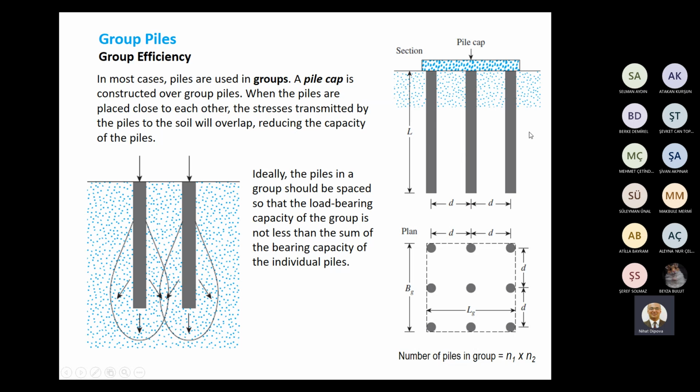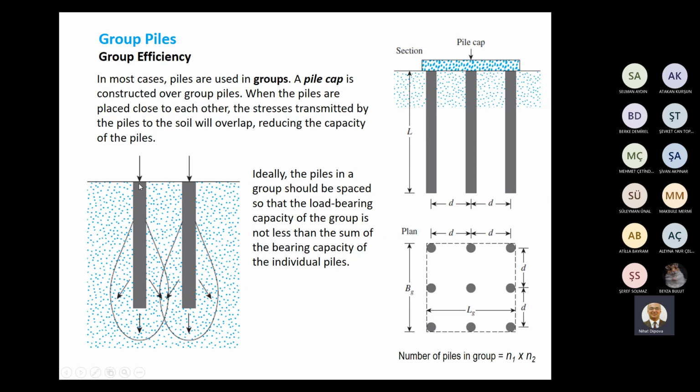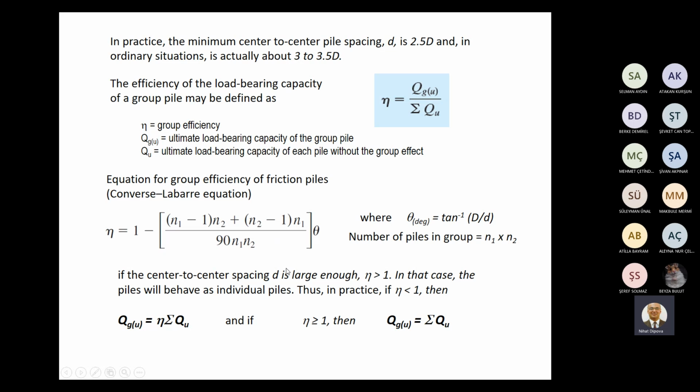The sum of the individual capacities will be equal to the group capacity. In practice, the minimum center-to-center pile spacing, I mean between center to center, should be 2.5 D, 2.5 times the pile diameter. And in ordinary situations, it's actually about 3 or more.